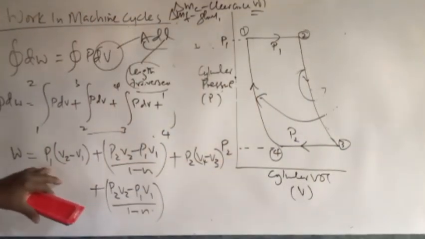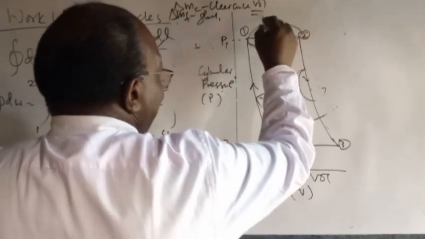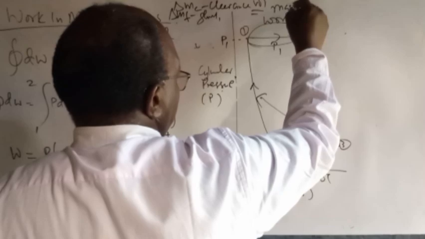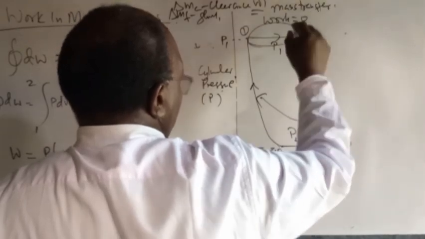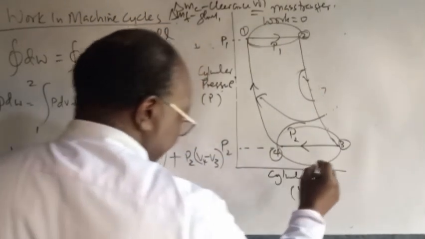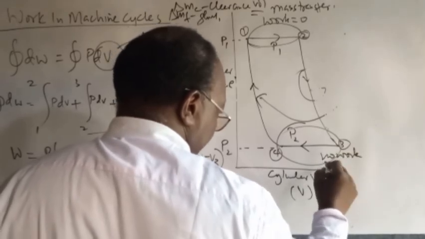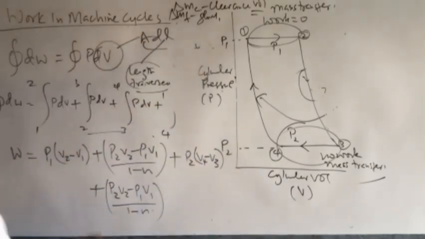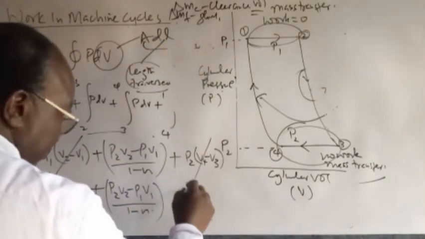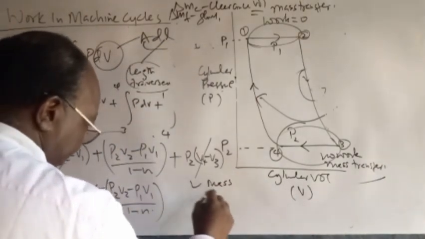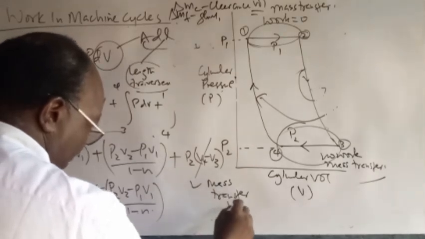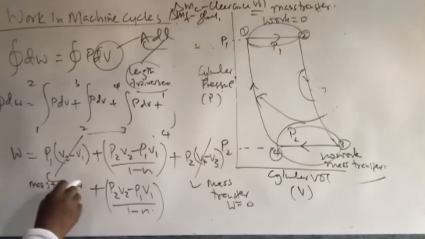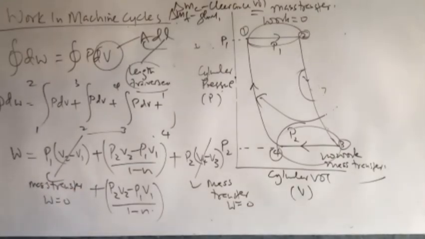For this process here, there is no work done. This is purely mass transfer. The same with this one. There is no work done. It's again mass transfer. So that is 0 and that is 0. These are mass transfers, W is 0. So we are left with W.